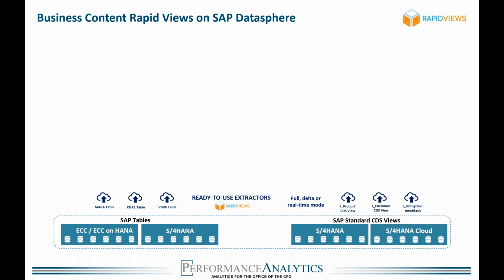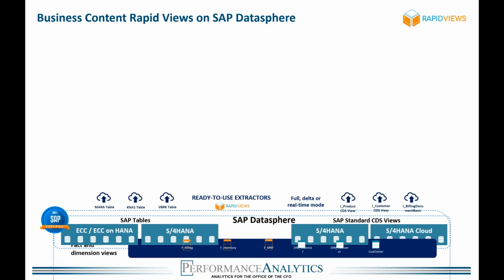We have multiple extractors. We have a table extractor, which can extract data directly from SAP tables. We have a CDS extractor, which can extract SAP data from standard CDS views. We can configure these extractors in full extraction, delta extraction, or real-time mode. These three functionalities are provided by SAP DataSphere, and our content can use all three possibilities.